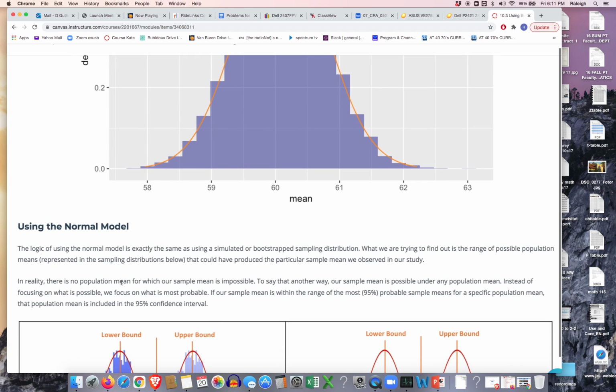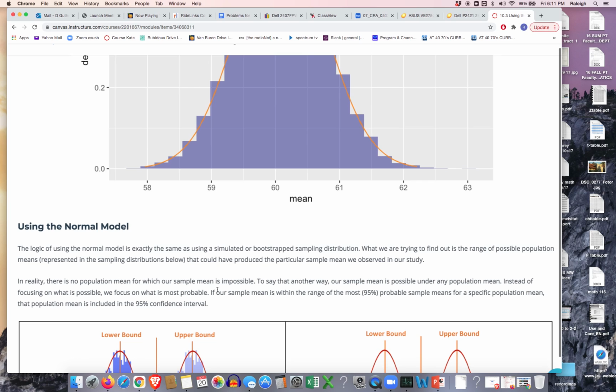In reality, there's no population mean here, they go again, for which the sample mean is impossible. So yeah, you could pick negative 600 if you wanted to, and it's not impossible, unless of course the numbers had to be above zero, which they do. So you have to pick something close to zero maybe. But anyway, say that another way. The sample mean is technically possible under any population mean, but we don't really care about that.